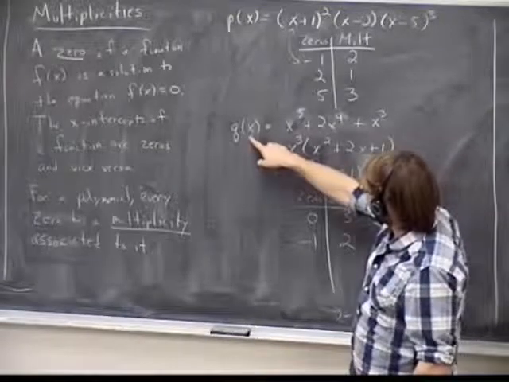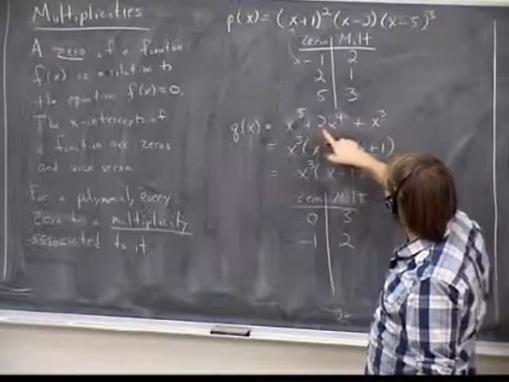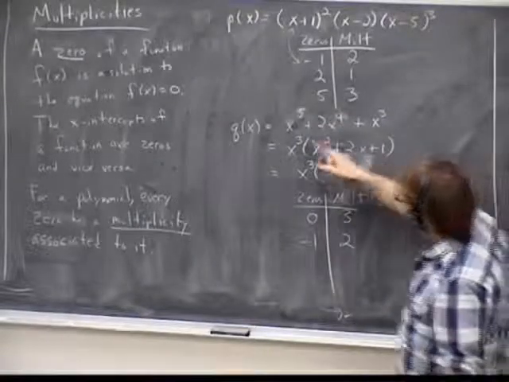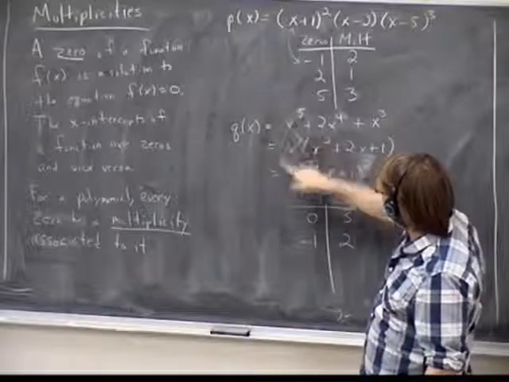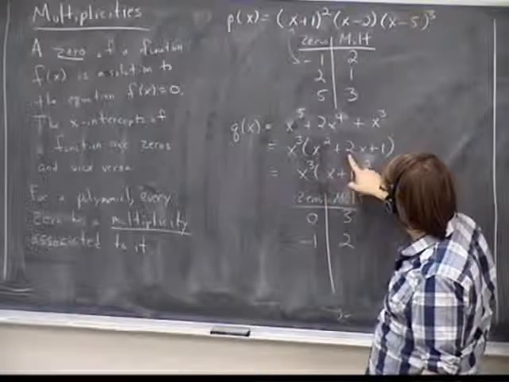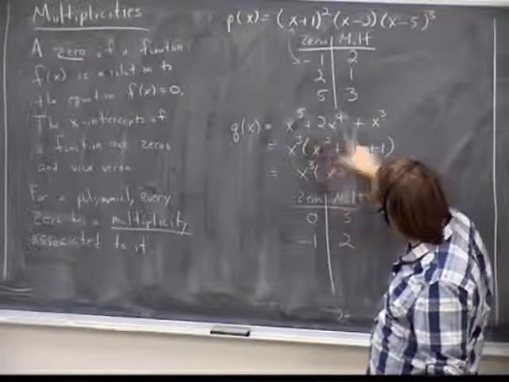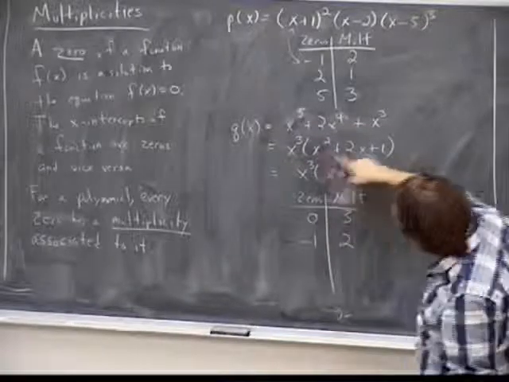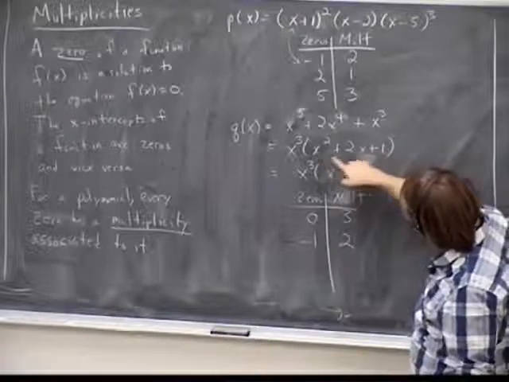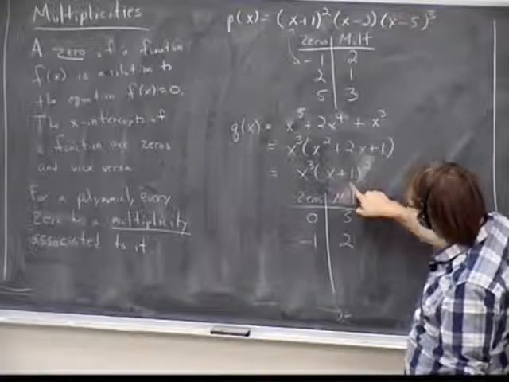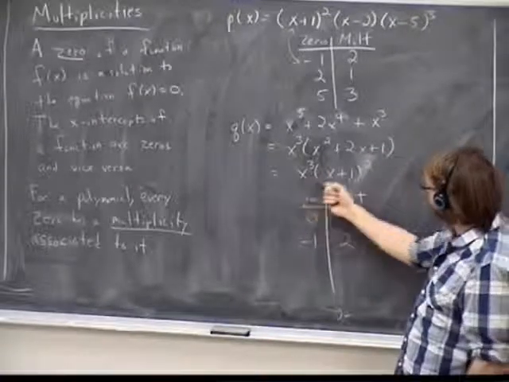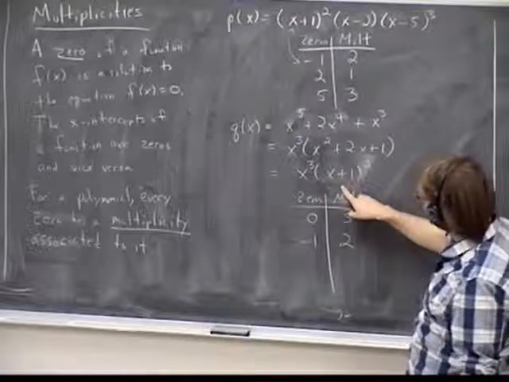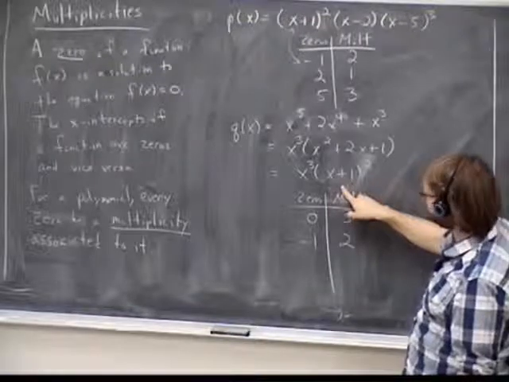So here's another example. Q of x equals x to the 5th plus 2x to the 4th plus x cubed. Now, if we want to find the zeros of this, we should factor it first. So we factor it completely. We can factor an x cubed out of everything, bring it to the outside. And now in here we have a quadratic, and we can factor this as x plus 1 squared. So we have x cubed times x plus 1 squared.